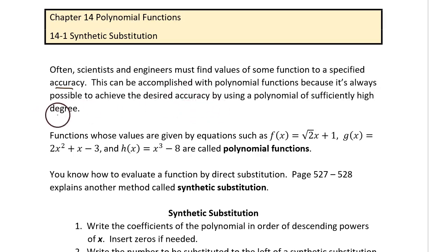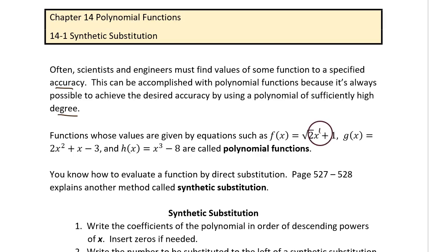of sufficiently high degree. Remember from the earlier chapter about polynomials that degree refers to the exponents. The higher the exponent in a polynomial function, the more closely it can fit a situation when you model. Functions whose values are given by equations such as f of x equals the square root of 2x plus 1, or g of x equals 2x squared plus x minus 3, or h of x equals x cubed minus 8, are called polynomial functions. You've learned about these in an earlier chapter this year.